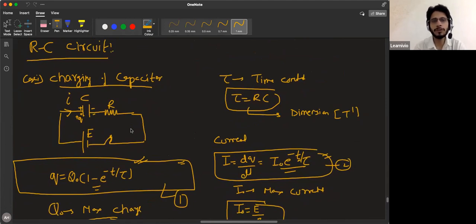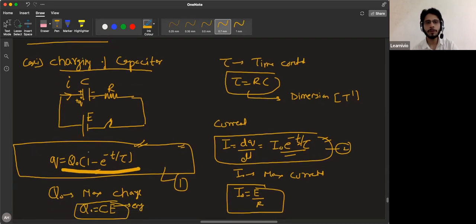So in RC circuit, you have a capacitor and a resistor and you connect it through a cell and you connect this key. As you close the key, the capacitor starts charging. The charge over the capacitor starts increasing with time. This is the equation of charging: Q0 (1 minus e to the power minus t by tau). We have discussed that Q0 is the maximum charge. You can write Q0 as CE. Tau is the time constant. Tau is equal to RC. The dimensions of this RC is that of time.